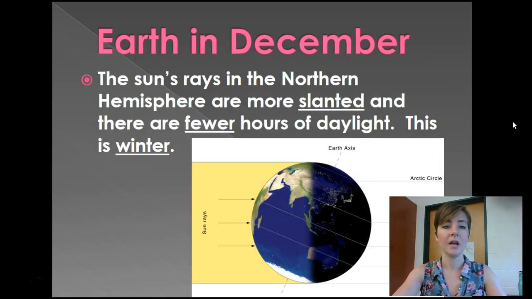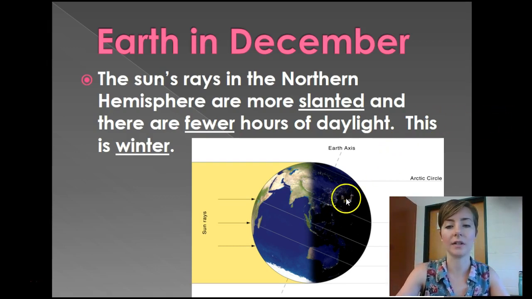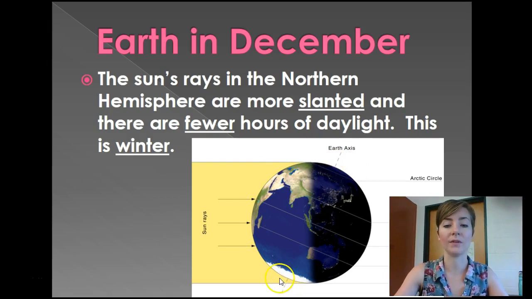So Earth in December, the sun's rays in the northern hemisphere are more slanted and there are fewer hours of daylight. This is winter. So here is us, again, here's the northern hemisphere tilted away. So notice now the North Pole is getting 24 hours of darkness. The South Pole is getting 24 hours of daylight in December.